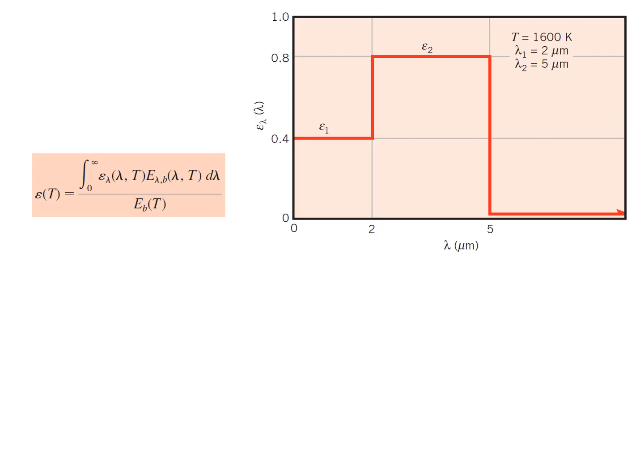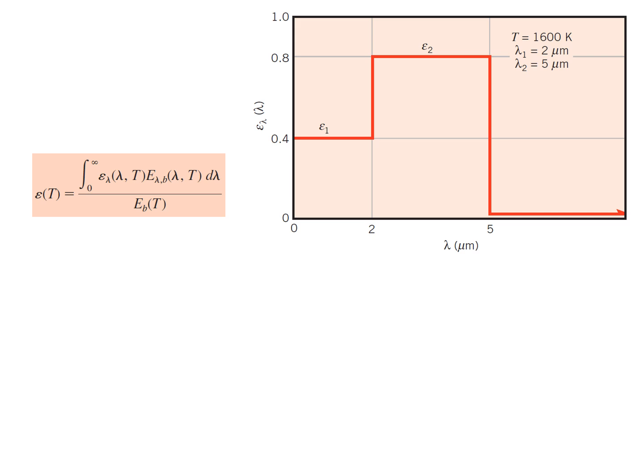So we have this relation for the total hemispherical emissivity. It's basically your emission as a function of lambda and temperature multiplied by your emissivity as a function of lambda and temperature, and integrating that over the entire range of the wavelengths, and then dividing that by your black body emission. Now, if I want to look at this integration, I have to replace emissivity from this graph. The graph has 3 sections.